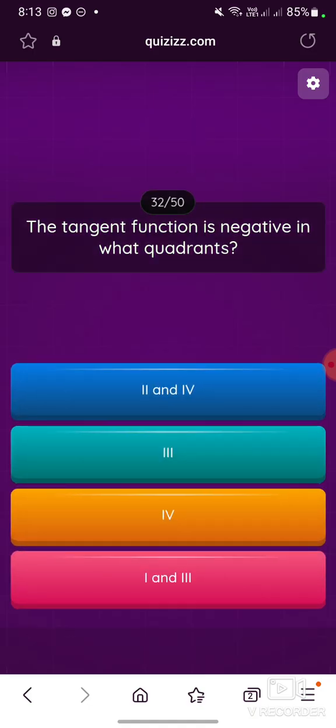The tangent function is negative in what quadrants?